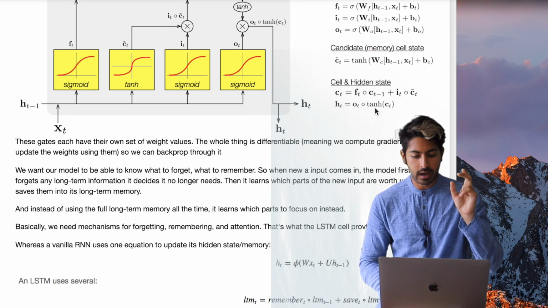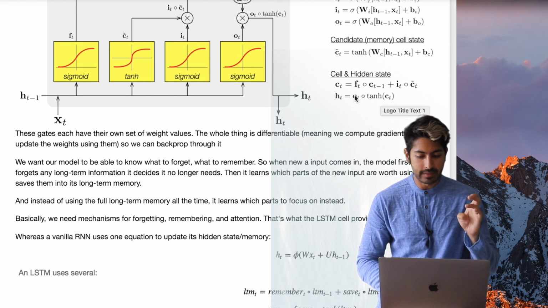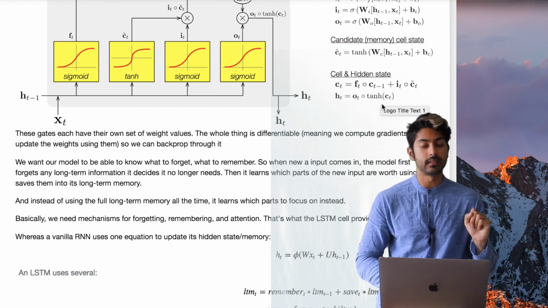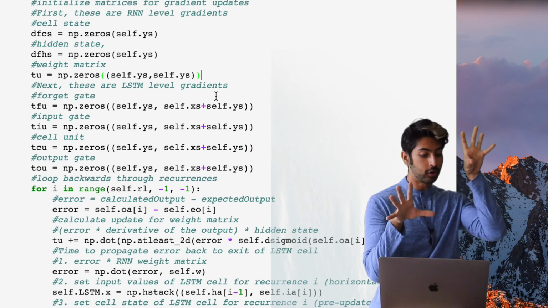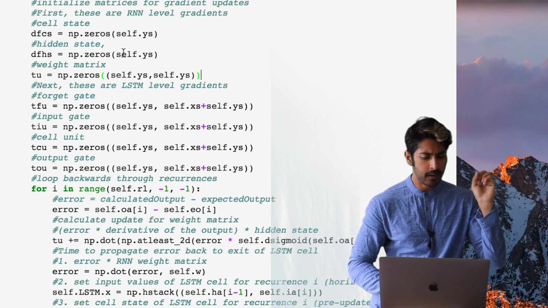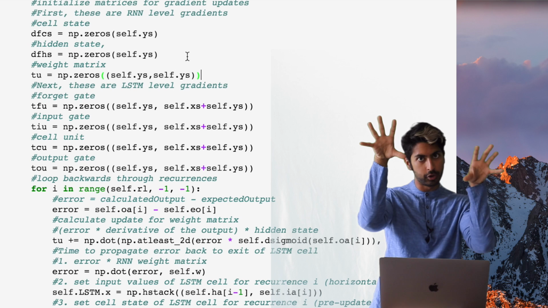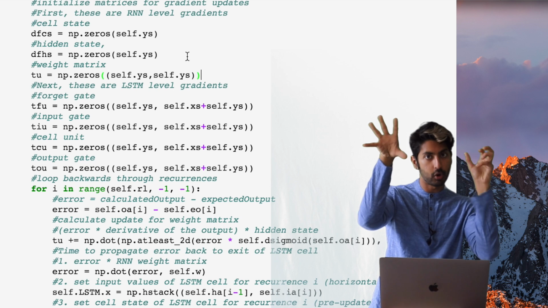And we then activate the cell state and multiply it by the output to get our hidden state. And so we have our outer level, the weight matrix between the input and the hidden state. We have our hidden state itself, and then the cell state. And those are the key, like, outer level parameters.